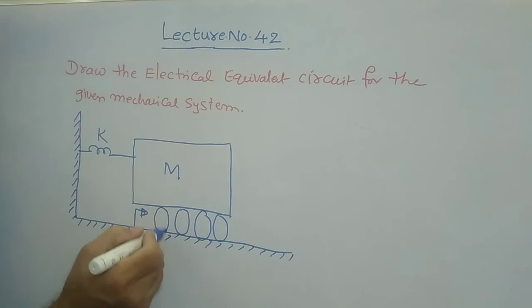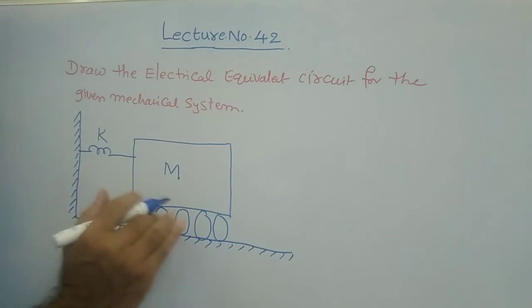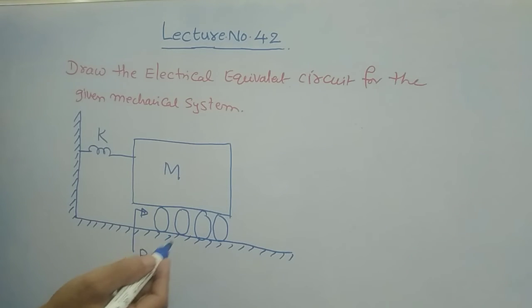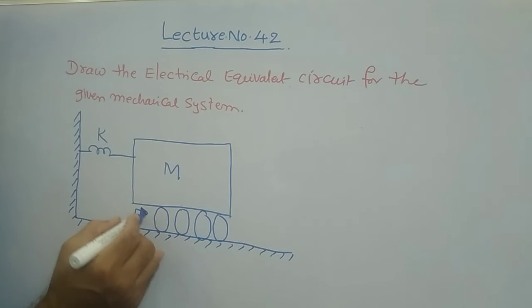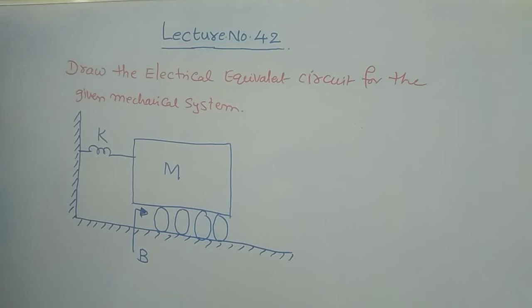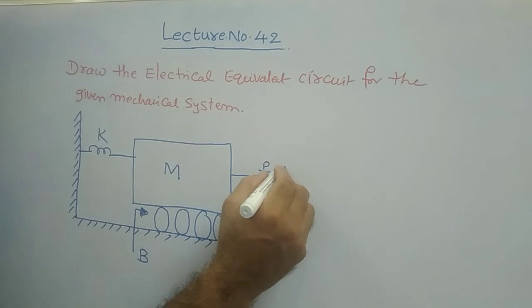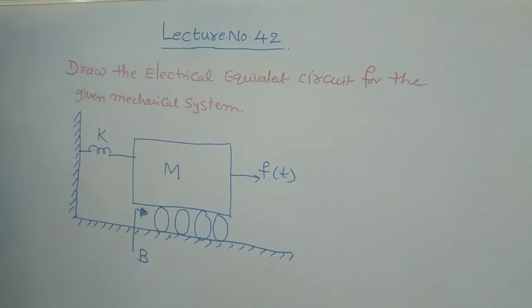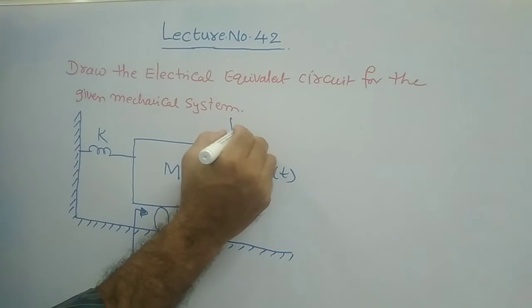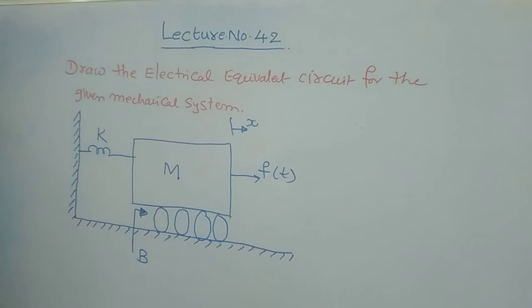To indicate that, they will draw it like this. There is nothing to confuse. Anyhow, B is the friction coefficient, and on this block we are applying f of t as the applied force, and X is the displacement. So draw the electrical equivalent circuit.